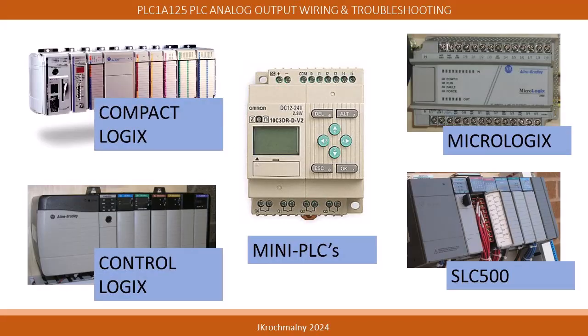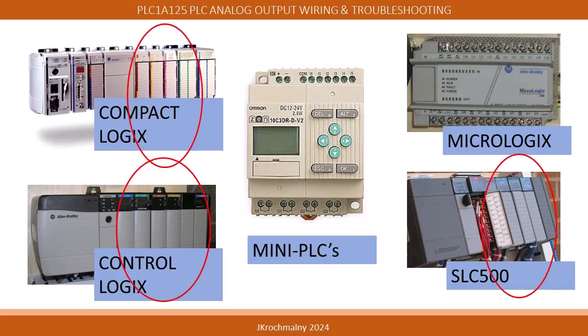Programmable Logic Controllers, or PLCs, come in a vast array of sizes and designs. The Allen Bradley CompactLogix, MicroLogix, ControlLogix, SLC500, and the Omron Mini PLC are usually rack-mounted and come in various combinations consisting of input and output modules. The rack mounting usually involves DIN rails that these units can be easily placed into or taken out of.